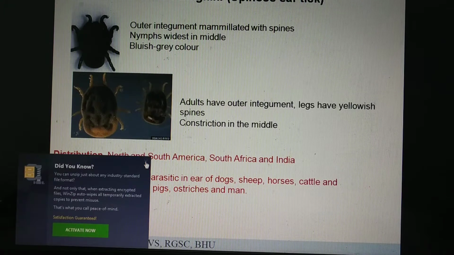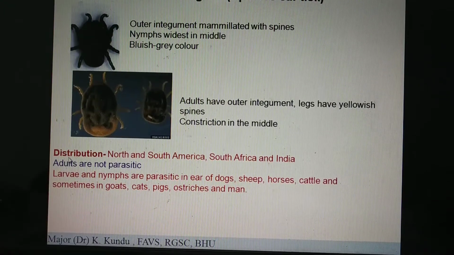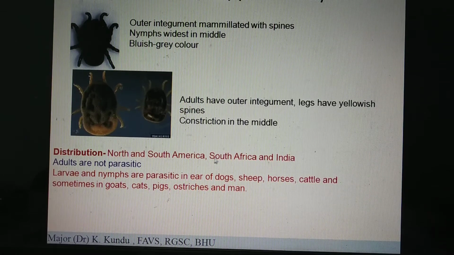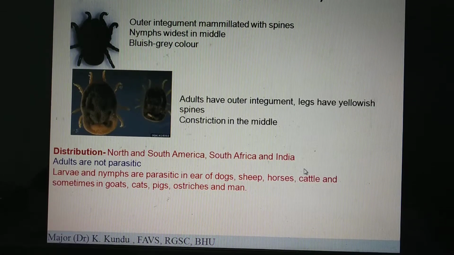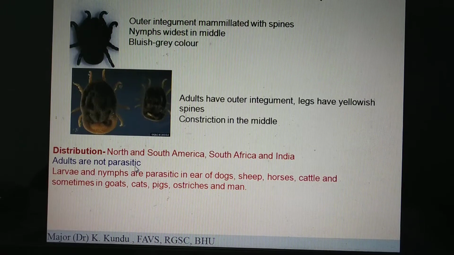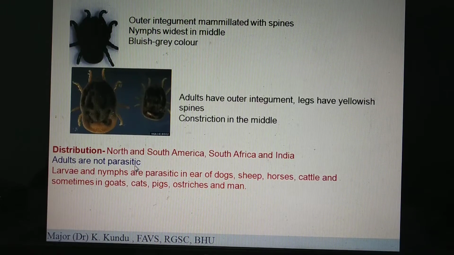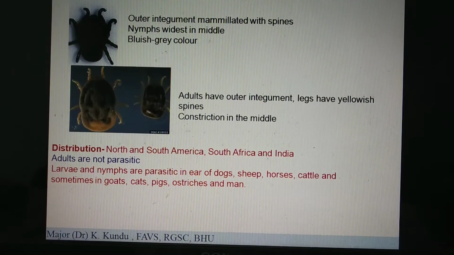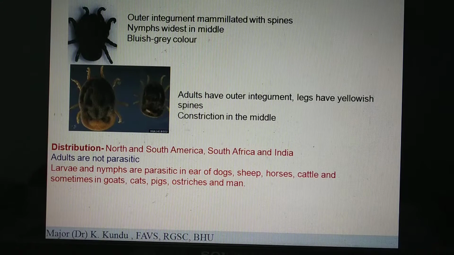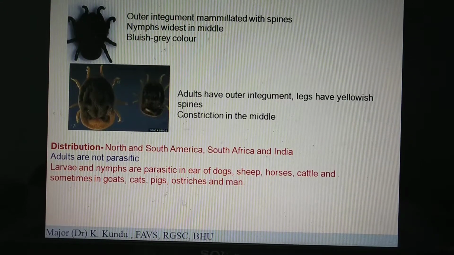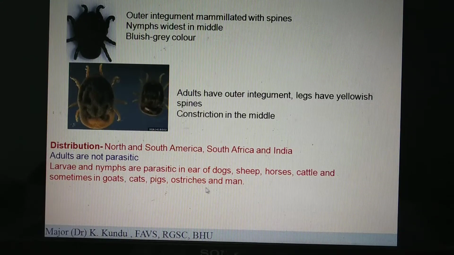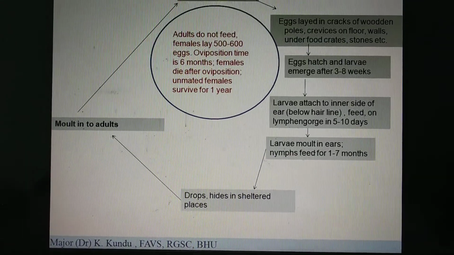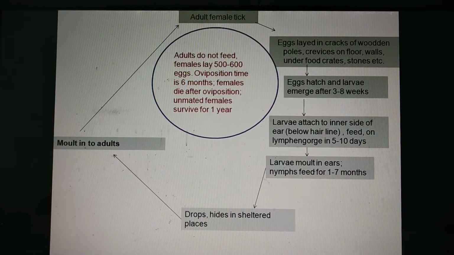Now about the distribution, these are distributed in North and South America, South Africa and India. As I already mentioned, adults are not parasitic, but the larvae and the nymphs are parasitic in the ears of different mammals. They include dogs, small ruminants like sheep, horses, cattle, goats, pigs, ostrich, and they can even infect human beings. Now let's see the life cycle pattern of this tick.